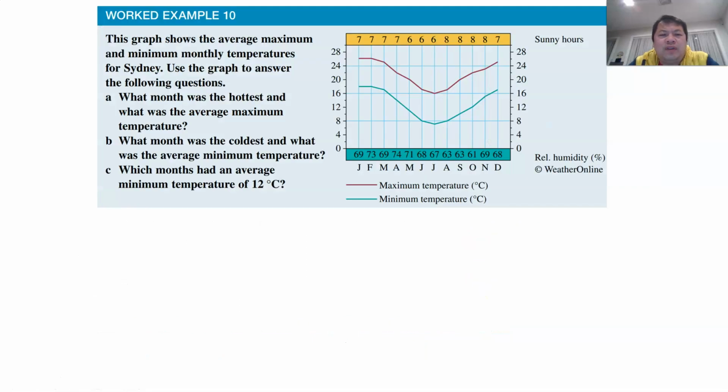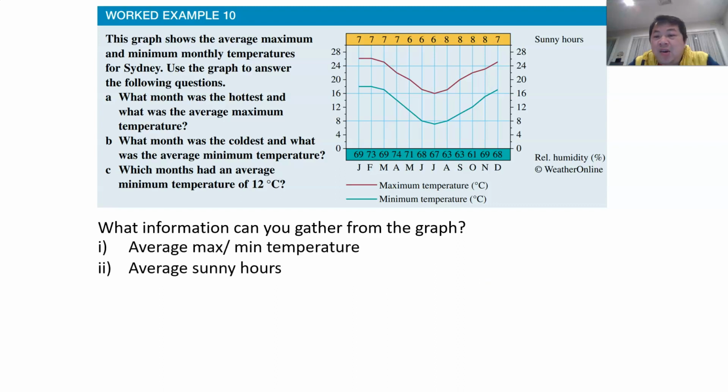Let's look at this special graph. My question to you is, what information can you gather from this graph? Seems like you're talking about temperature here: average maximum and minimum temperature. There is also information on the sunny hours. Can you see? In this month, you have an average of 7 hours of sunshine in January. You also have relative humidity. This is the value of humidity here. Another piece of information given to you.